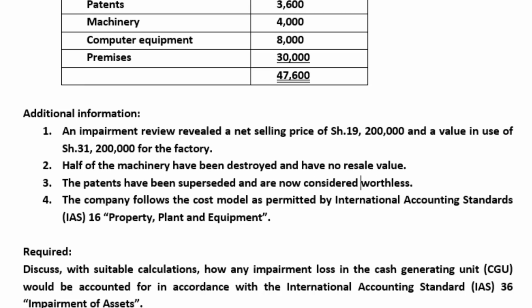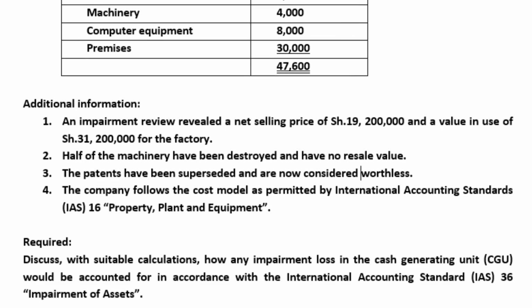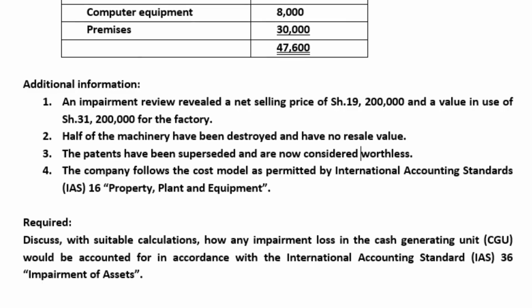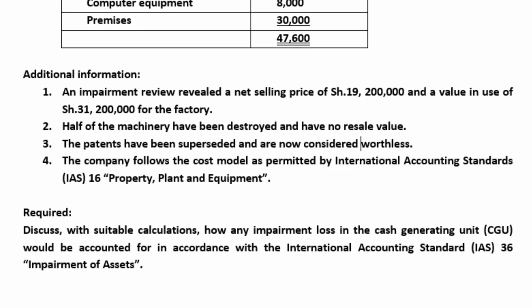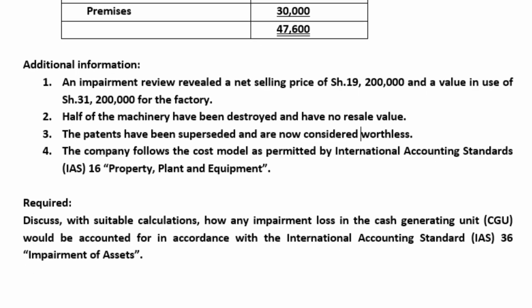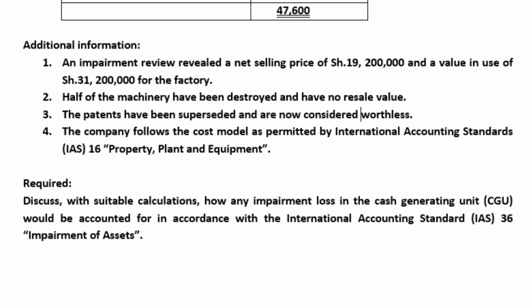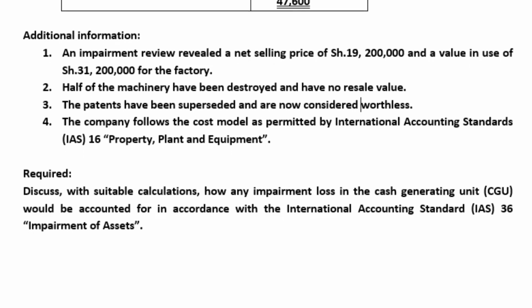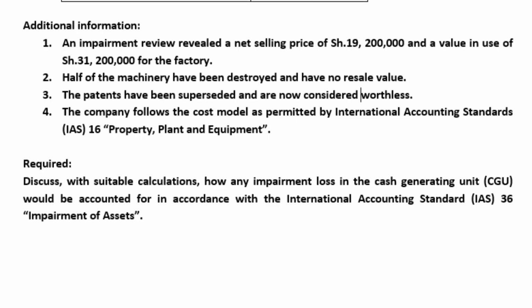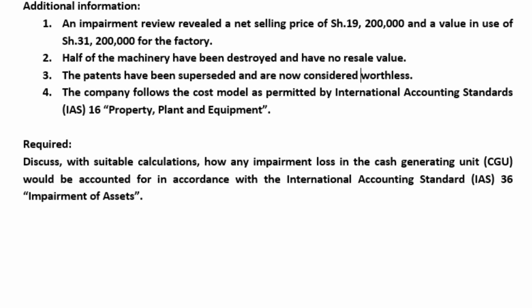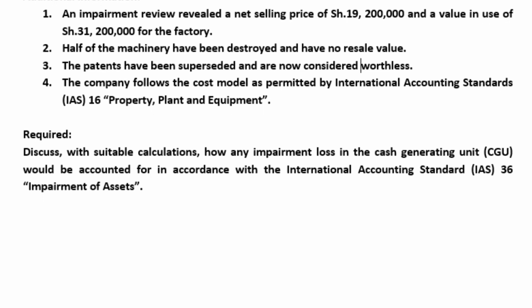So that means the property, plant and equipment owned by this company are accounted for using the cost model. Remember, if the company accounts for its assets using the cost model, then the full amount of impairment loss should be deducted from the value of the asset. That is the implication, or the importance, of that particular point.